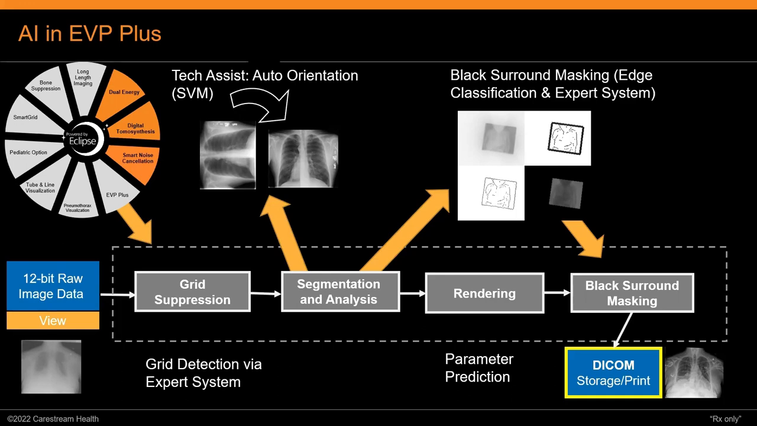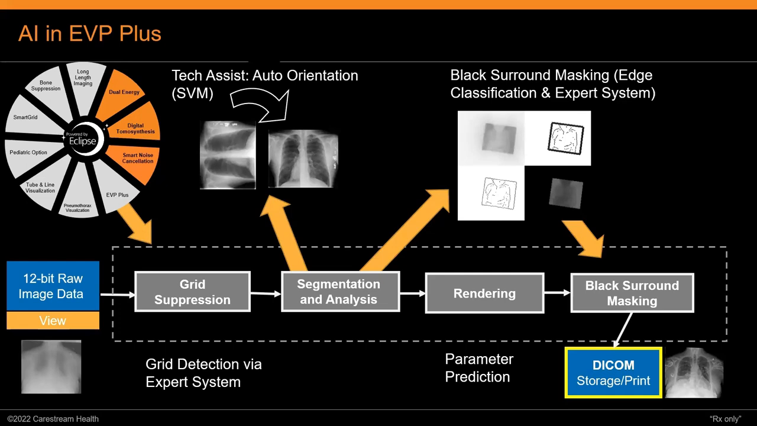Segmentation and analysis has many purposes in EVP Plus. One stage involves utilization of a support vector machine to automatically orient chest images head up to improve technologist workflow. Another function within segmentation and analysis performs edge classification coupled with an expert system to identify pixels in the image that correspond to collimator blades. A black mask is created and applied to the collimated regions to reduce viewing flare.